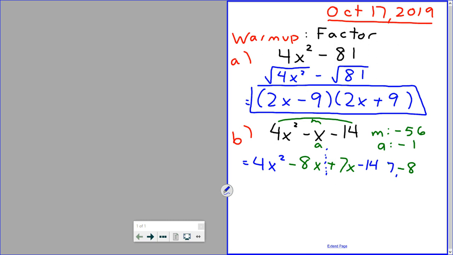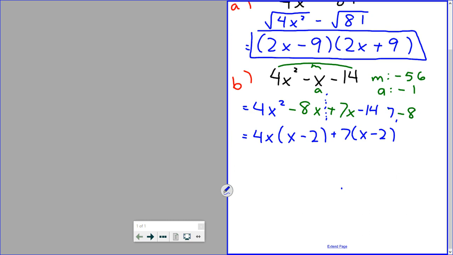4x minus 2. 4x and then x minus 2. Good. Keep going. So this is just common factoring like we did before. I'm going to move that up a little bit, if you don't mind. Instead of an x squared, it's going to be 4x squared.